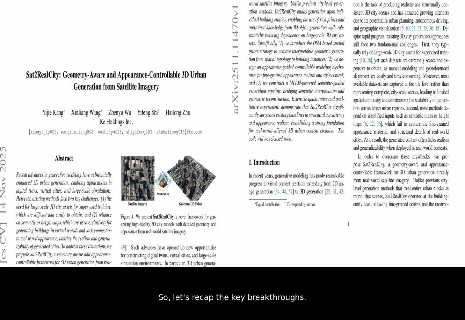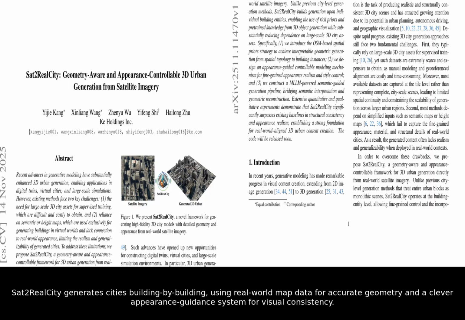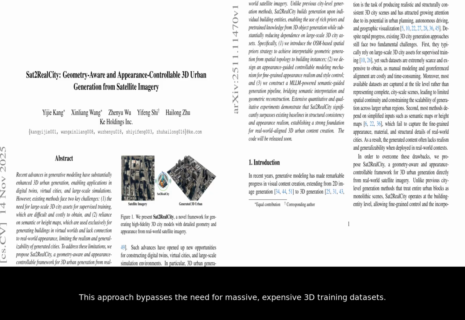So, let's recap the key breakthroughs. Sat-2 Real City generates cities building by building, using real-world map data for accurate geometry and a clever appearance guidance system for visual consistency. This approach bypasses the need for massive, expensive 3D training datasets. The implications for the future are huge.